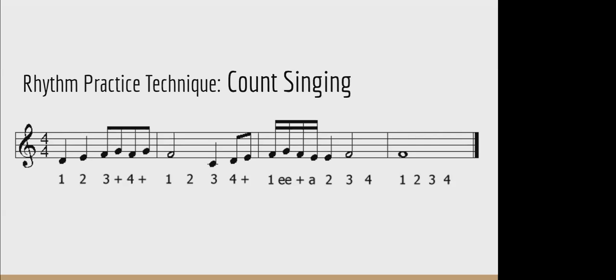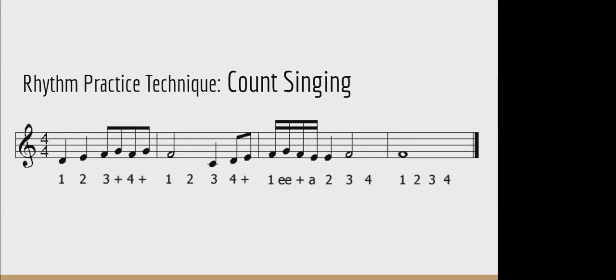So 1, 2, then we have eighth notes. So we have to break our 3 and 4 down into smaller pieces. 3 and 4 and. Then our half note comes next. Those two numbers slide together.